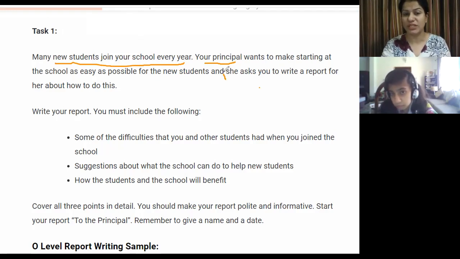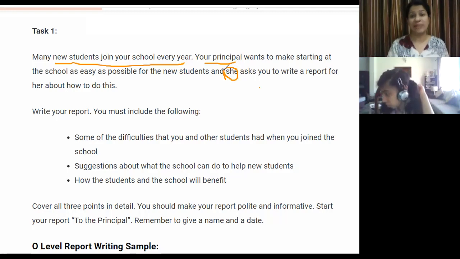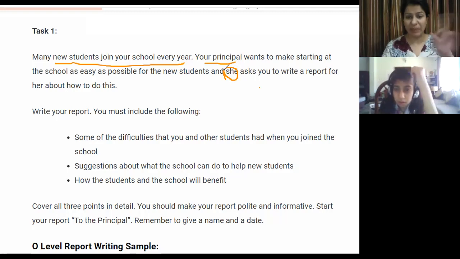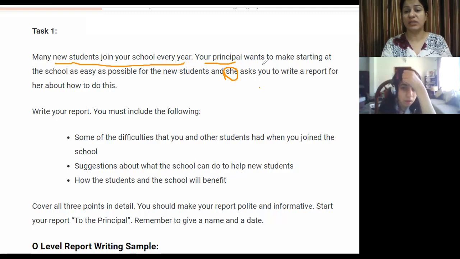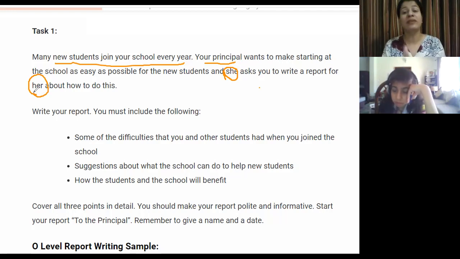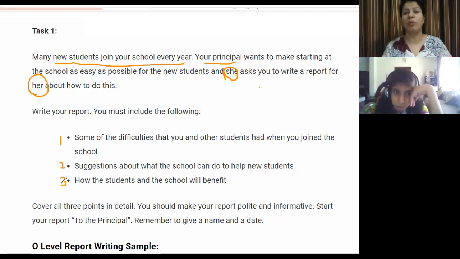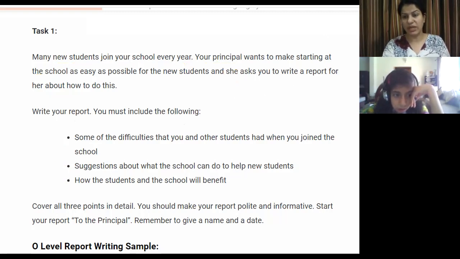Now, notice the gender of your principal is being revealed. Normally, when we say principal, automatically a he comes to our mind, but they're telling you the gender here. So you're going to tackle the situation in the same manner, keeping the gender in mind. She asks you to write a report for her. The report is going to be addressed and written for the principal only. And these are the 1, 2, 3 things that the report should cover. Now, what we will do is we are going to read the sample.